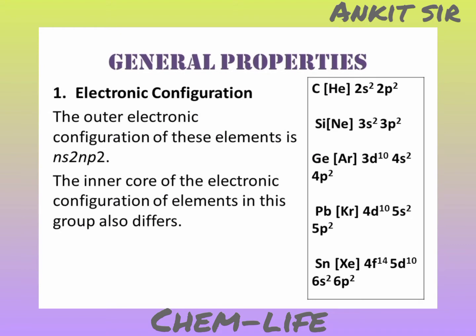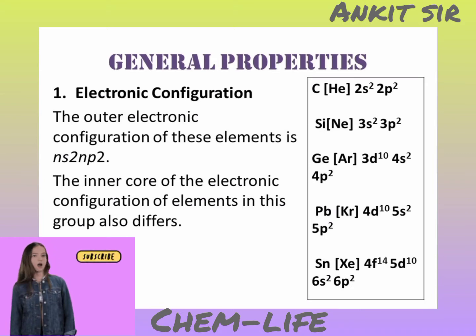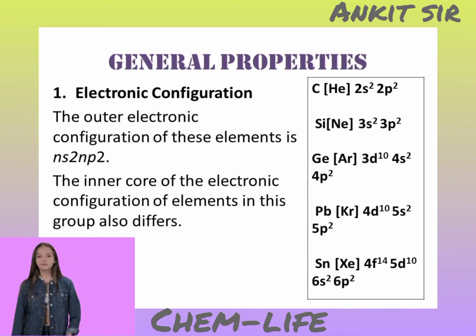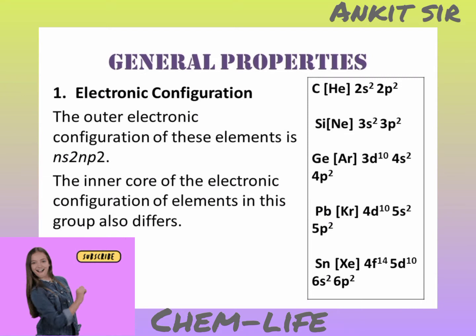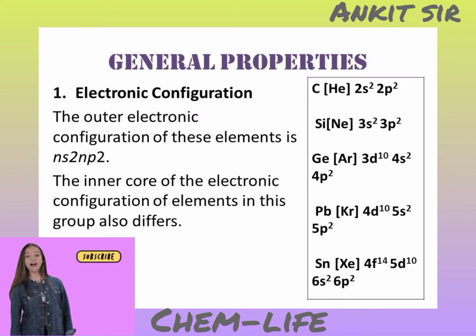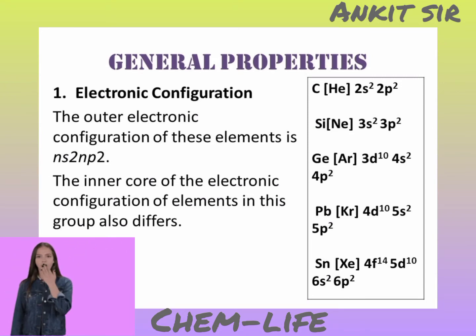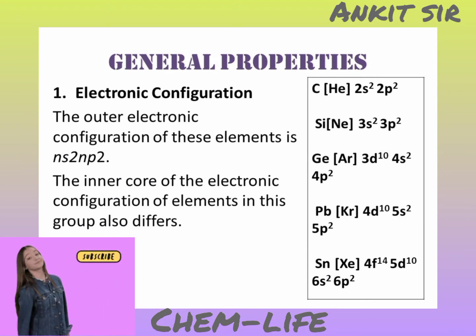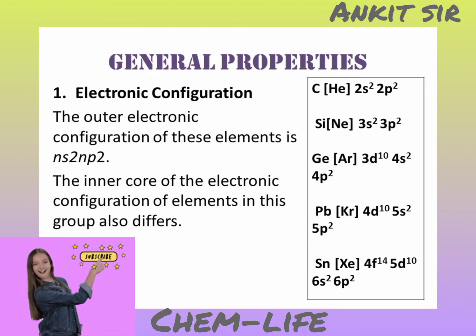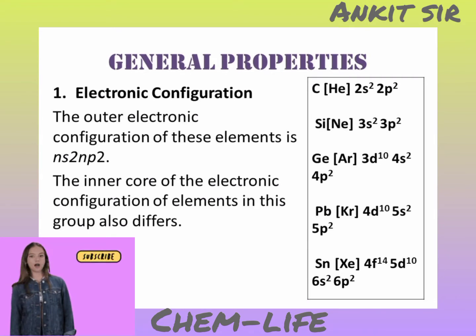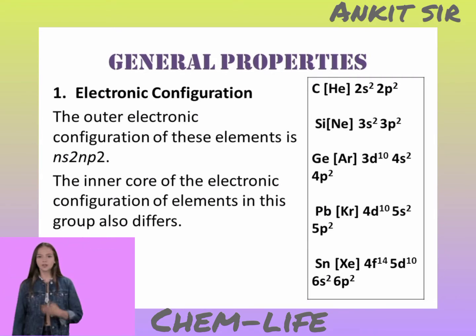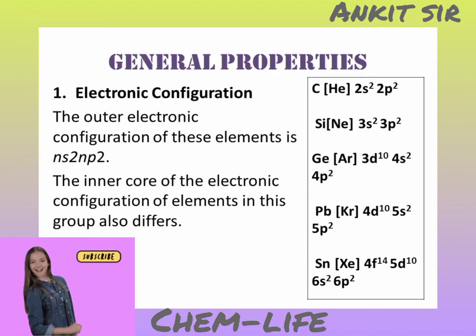General properties. As you know, the outer electronic configuration of these elements is ns2 np2. The inner core of the electronic configuration of elements in this group also differs. For example, for carbon it is 2s2 2p2, silicon 3s2 3p2, germanium 3d10 4s2 4p2, for tin 4d10 5s2 5p2, and for lead it is 4f14 5d10 6s2 6p2. As you know, in all the carbon family group, the last electron goes to the p orbital.